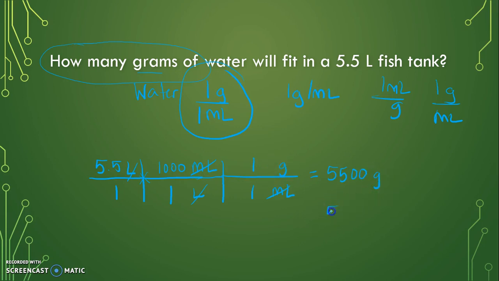So there's my answer. I could also write it as 5.5 times 10 to the third grams. Those are equal to each other. We have the correct number of sig figs. It was 2 to start with, 2 and 2. So, hey, I'm good to go.